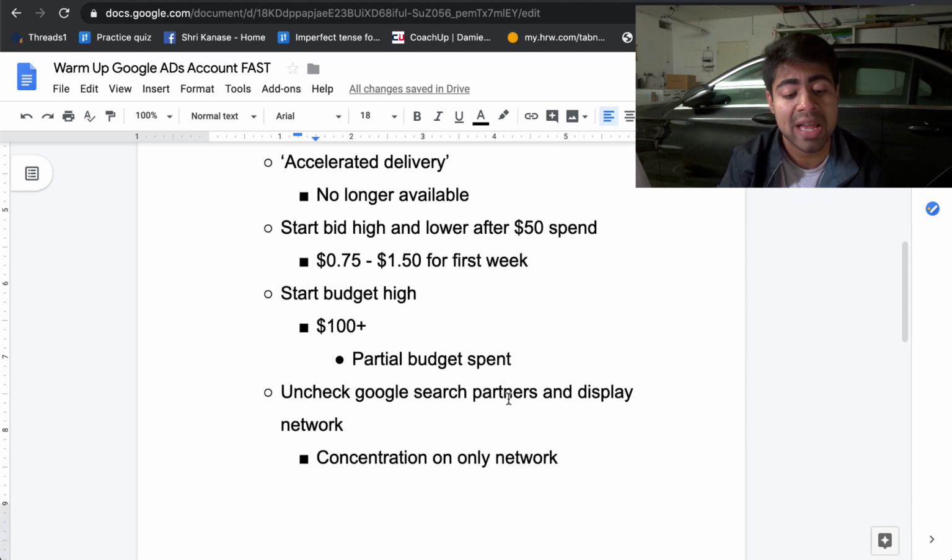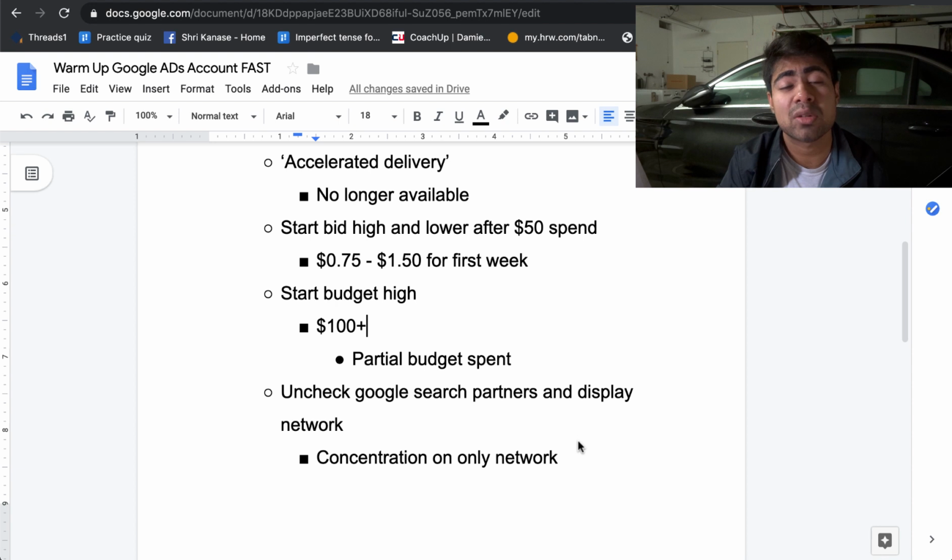And that's simply because when you choose Google Search Partners and the Display Network, what happens is Google kind of distributes its budget, whatever budget you have set up, to both of these platforms. So that means maybe for the Google Shopping ads, you may be spending only 50% of the budget, and then for the Google Search Partners, meaning other websites, you may be spending 25%, and then Display Network another 25%.